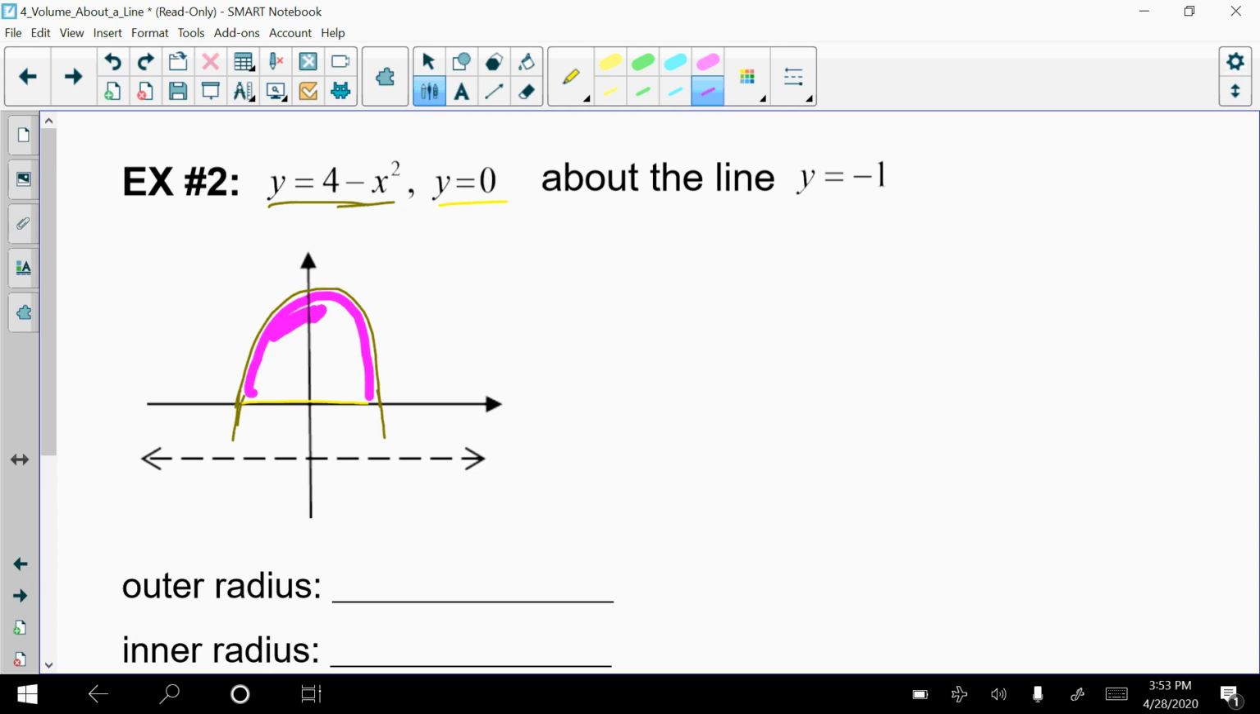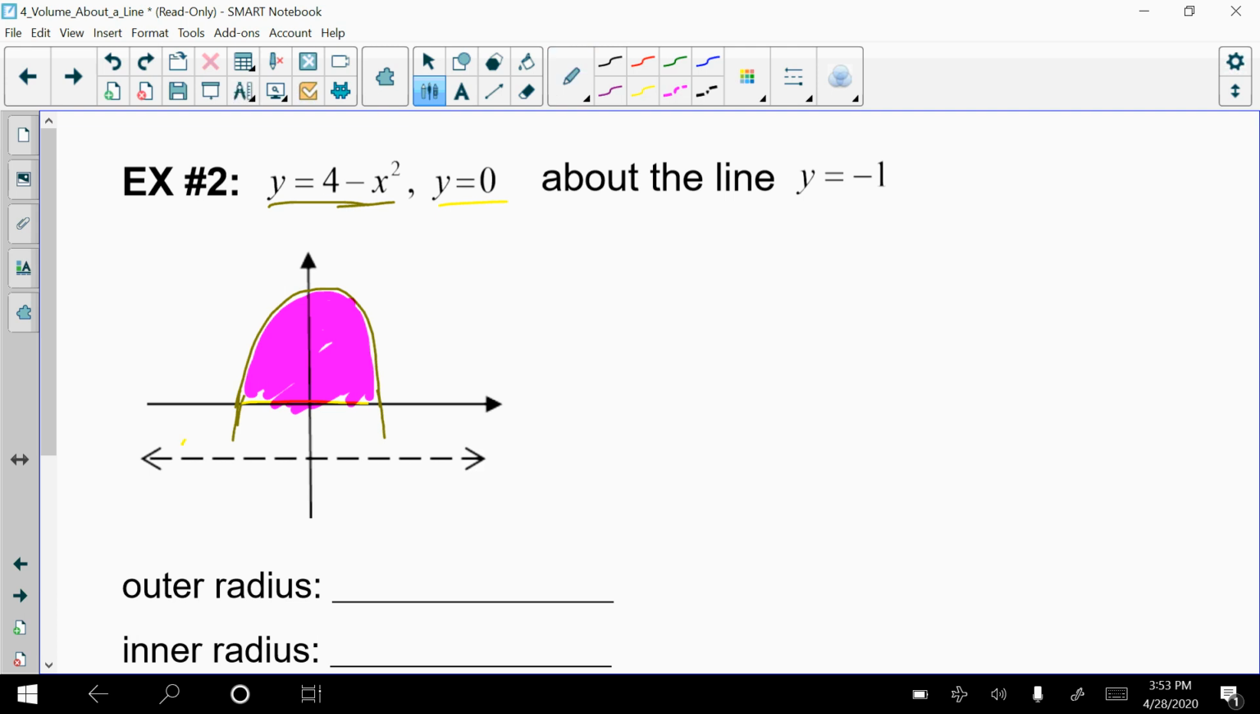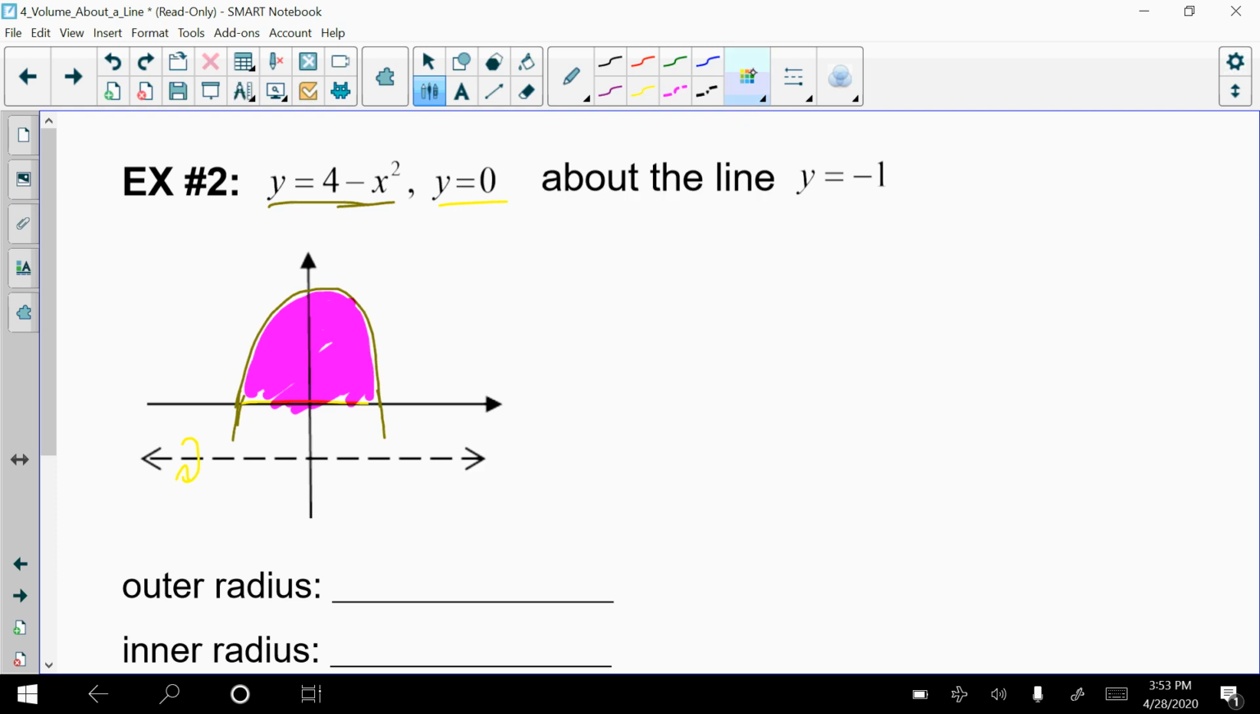This is what's going to be rotated over the line y is equal to 0 in this case. And because we're revolving it around the line y is equal to 0, it's going to kind of go that way. Our interval will be along the x-axis again. So let's see what we wind up getting here.